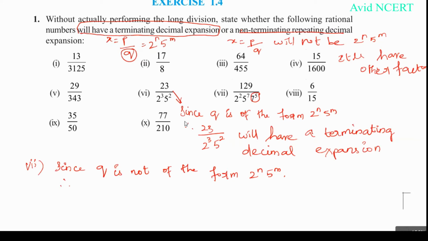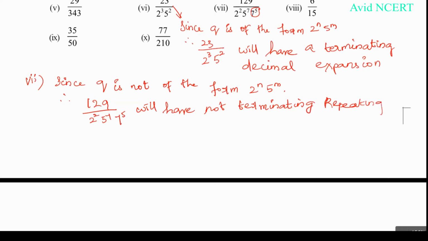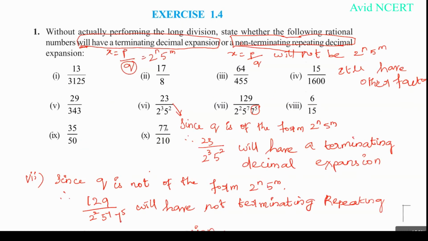after this you have to write everything from the question. 129 by 2 square 5 power 7 and 7 power 5 will have non-terminating repeating decimal expansion. Concluding for this type of problems, when they give q directly in the form of factors, whereas for 8, 9, 10 we'll be solving as follows.